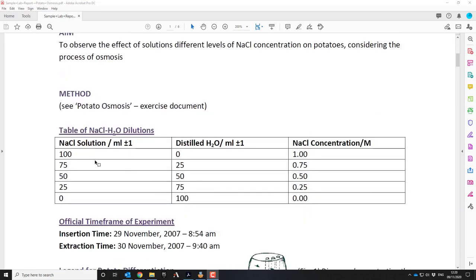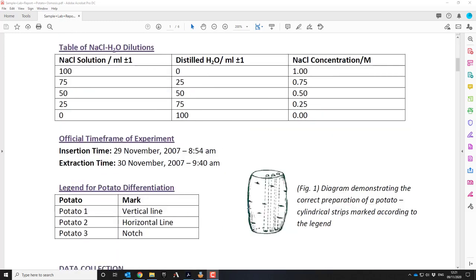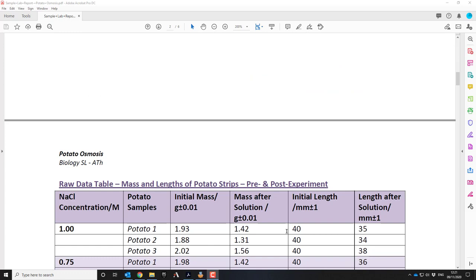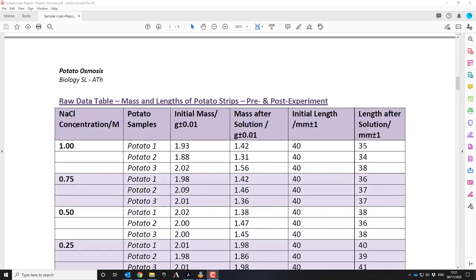What we have here is the concentrations of sodium chloride in water. What you've got is the time the experiment was carried out. You've got how they did their samples for their potatoes. You've got the salt concentrations. You've got the potato samples. You've got the initial mass in grams, plus or minus 0.01, depending on their scale. The mass after they've been left in the solution, the initial length, and the final length.